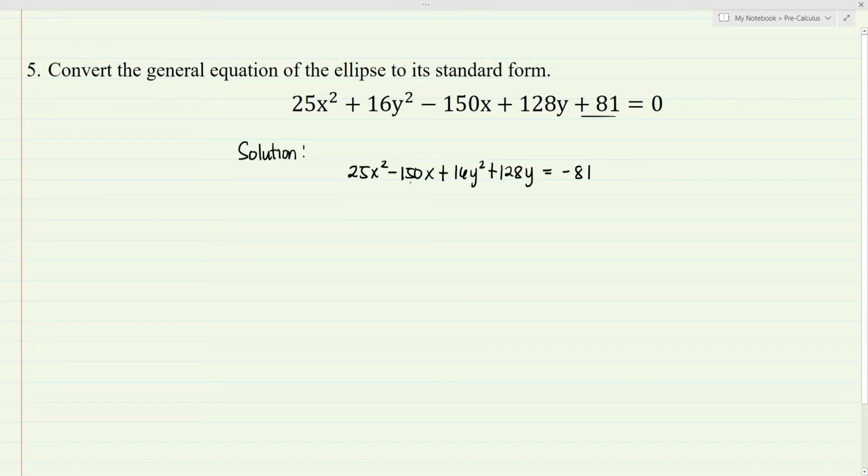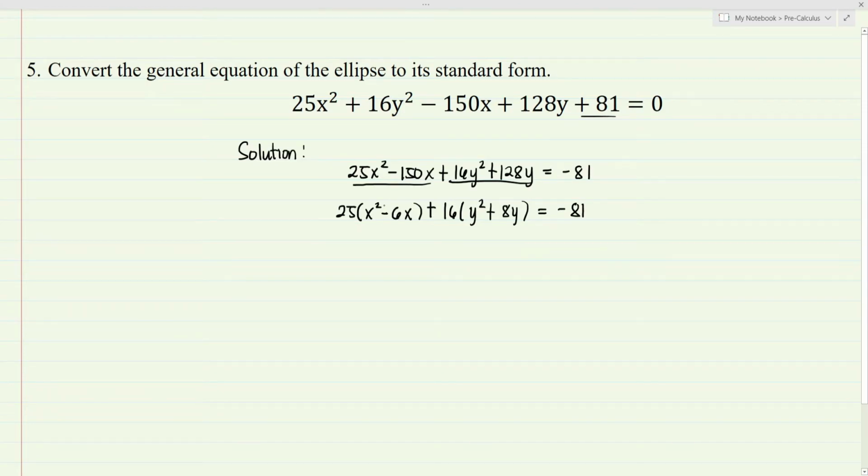Okay, next step, factor out the coefficients of x squared and y squared. I will start here with the first quadratic expression. I will have to factor out 25 here. So I will have here x squared minus 6x. As for the second quadratic expression, I would have to factor out 16. So I will have here y squared plus 8y. Then copy the right side of the equation.